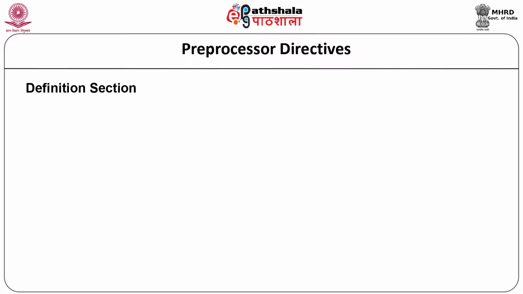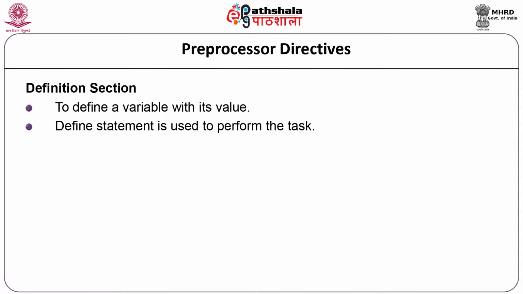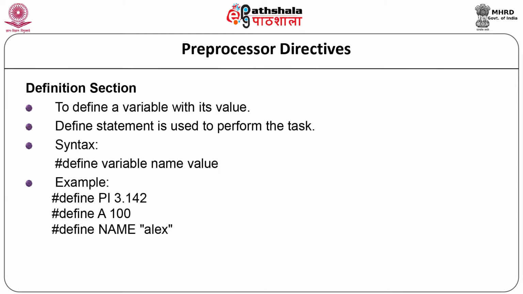The definition section is used to define a variable with its value. The define statement is used to perform the task. Syntax: #define variable name and value. Example: #define pi 3.142, or #define a 100, or #define name Tom. Here now the constants have been defined, pi with the value 3.142, or a as a variable with value 100, or name as a variable with a value. These values cannot be altered during the execution of the program.